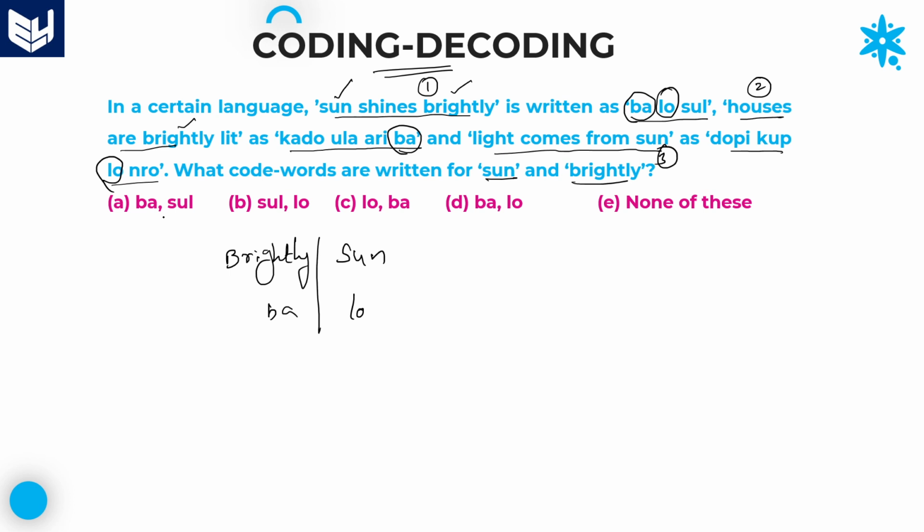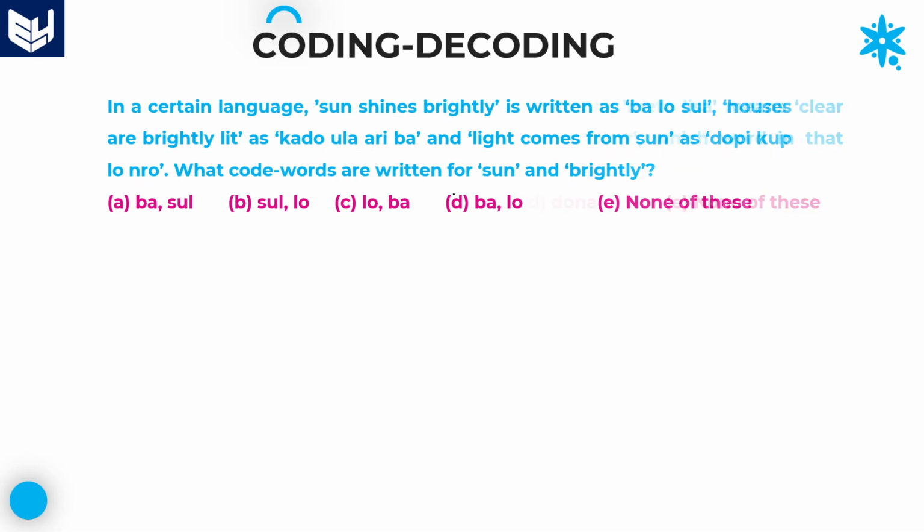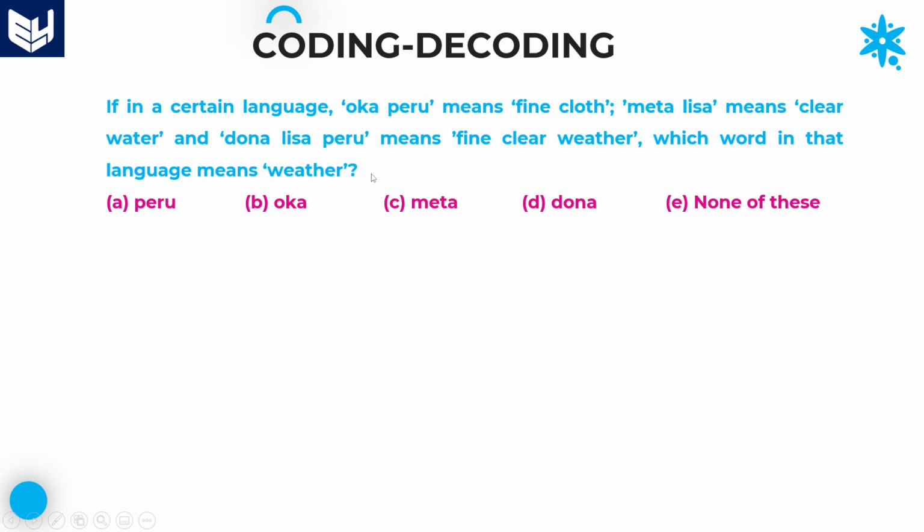Here are the options: first one LO, second one BA, LO and BA. Don't get confused at this point. Here BA and LO is also there, but BA is for brightly, and he is asking for sun first. Sun is equal to LO and brightly is equal to BA. So option C, LO and BA, is the right answer for this question. Let's move on to the next question. These questions are very important, guys, so you have to be very careful about this.